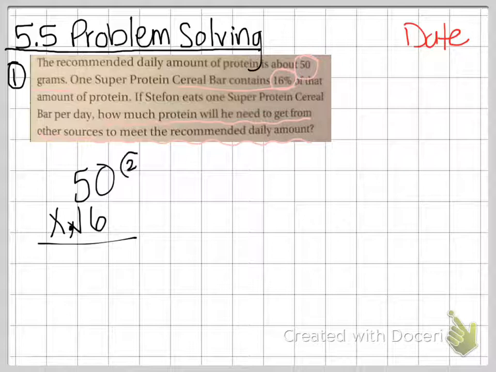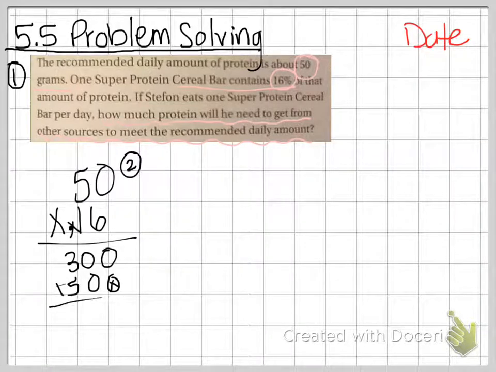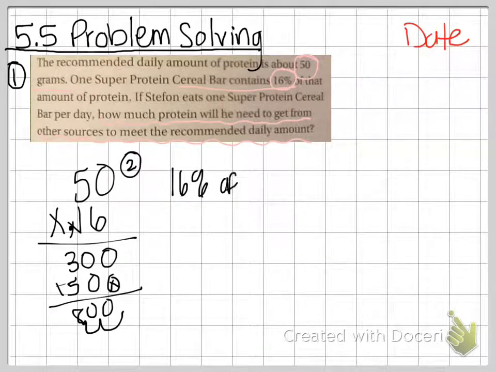So there's 2 digits behind the decimal. And 6 times 0 is 0. 6 times 5 is 30. Placeholder 0 and 5. Get 800. Count 2 places over. So 16% of 50 grams equals 8 grams. So that cereal bar will provide Stefan with 8 grams.